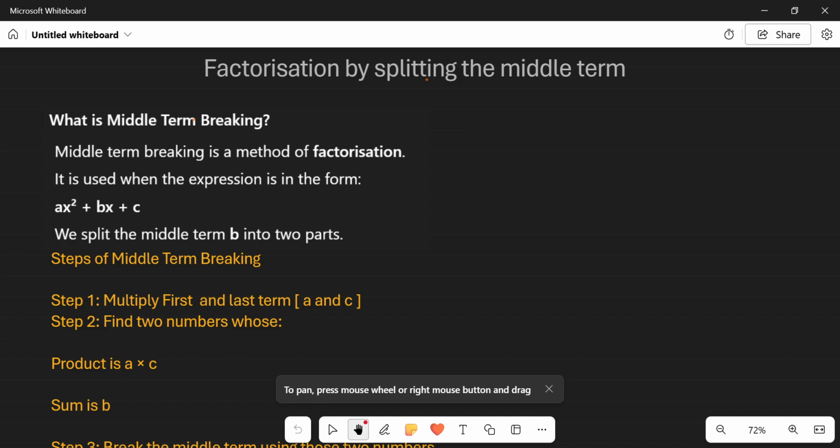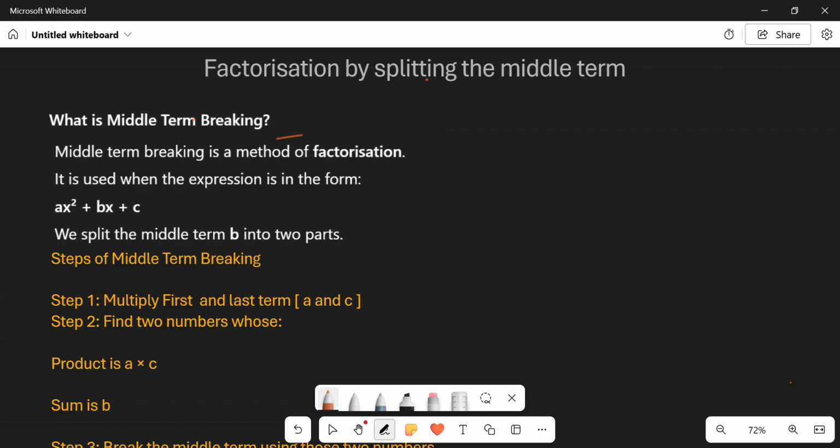First of all, what is middle term breaking? Middle term breaking is a method of factorization, right? Factorize means you need to find the factors to split the middle term of the question, right?